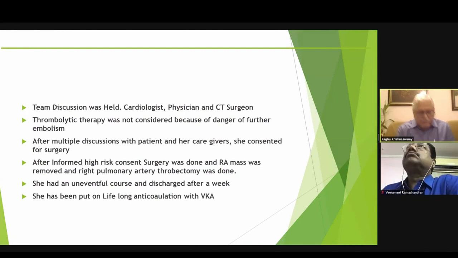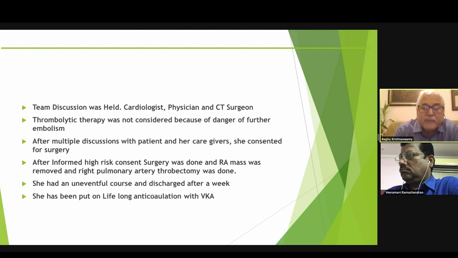So how did we manage this patient? We had a team discussion of the cardiologist, the physician, and the CT surgeons. Thrombolytic therapy was not considered at all because of the large mass and the fear of its breaking down and danger of further embolism. After multiple discussions with the patient and the caregivers, she finally consented to surgery. She was quite vehement that she did not want to undergo it, but we finally convinced her after showing her the recordings of the transesophageal echo and telling her the dangers of recurrent pulmonary embolism.